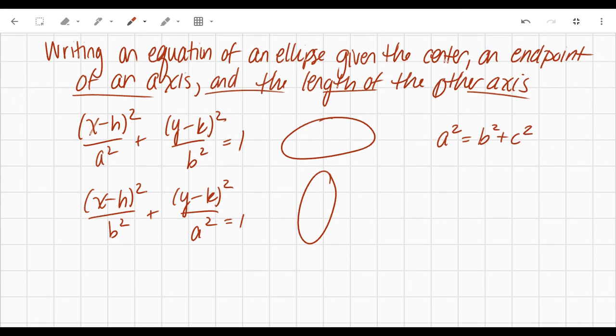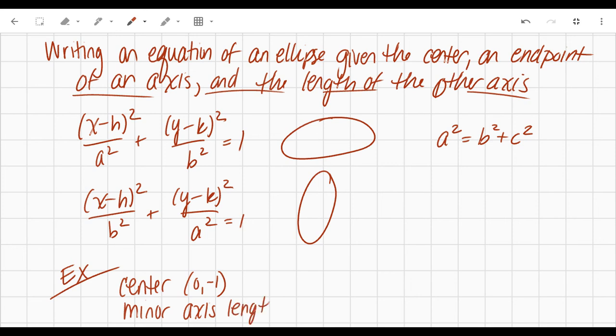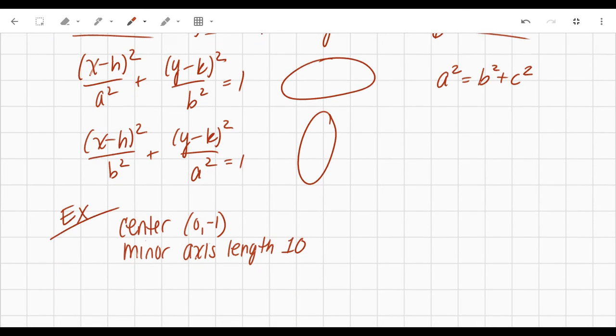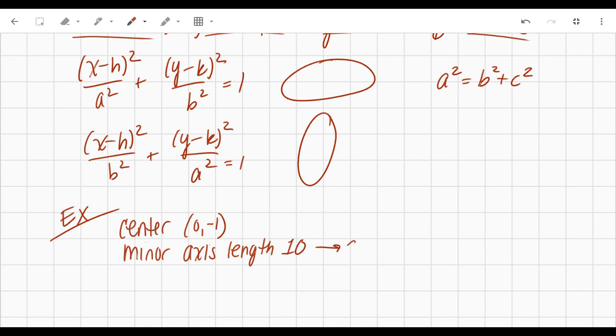But this one says, in our example here, the center is at 0, negative 1. The minor axis has a length of 10. So remember, 2b then is 10. So b is 5. And one vertex at negative 7, negative 1.